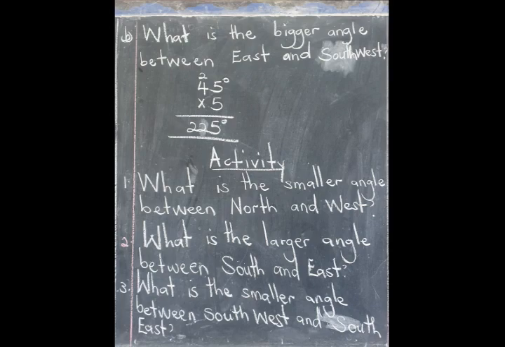We are going to come back to our compass, starting our journey from the east to the southwest. Meaning this time we are going to move anti-clockwise. We are going to start from east. Because they want a bigger angle, we are starting from east to the southwest. When we are looking for the bigger angle, we move anti-clockwise.